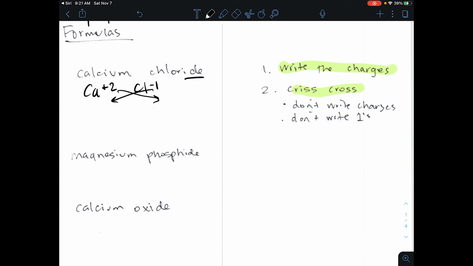So what you're going to write instead is calcium, and then there's going to be one of those, and chlorine, 2 of those. So this is the formula for calcium chloride. That's how crisscross works. Don't write the charges. Notice the charges went away, and you don't write ones either. So the one that went down this way, you don't write that one. It's really just a little trick.